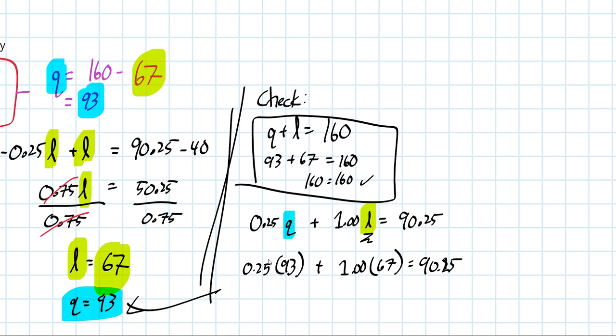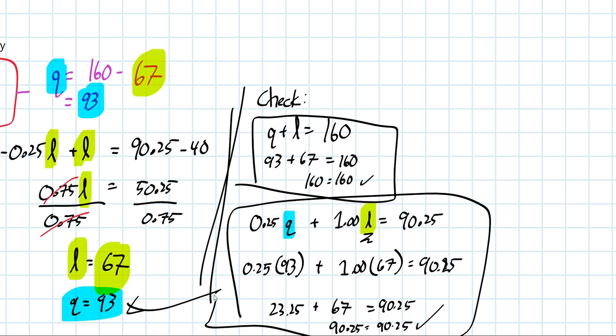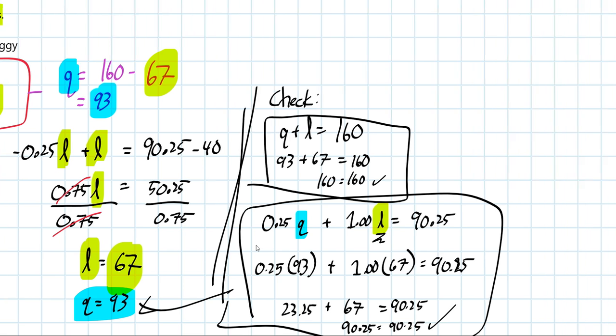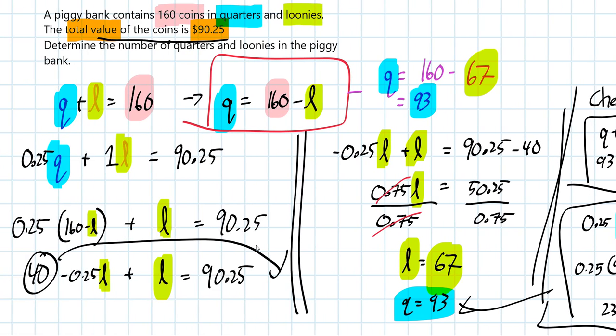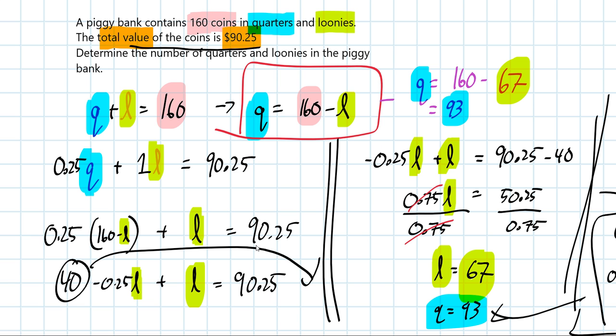So 0.25 times 93 is $23.25. $1 times 67 is $67. And does 23.25 plus 67 equal 90.25? It does. So both ways of checking it worked out. There are 93 quarters and 67 loonies in this piggy bank for a total of $90.25.